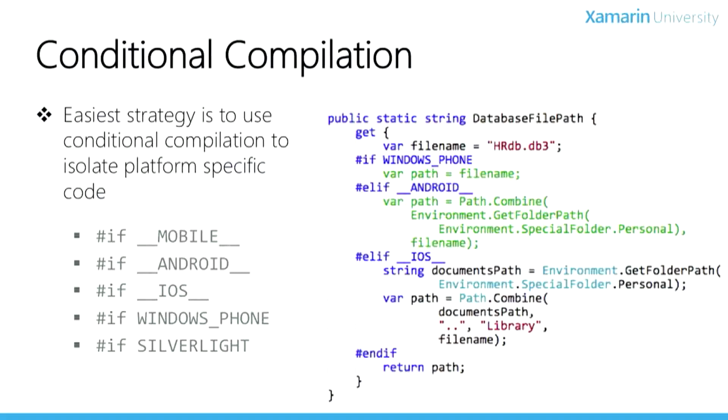So where do you define these conditional compilation symbols? Well, in Xamarin Studio you can right click on a project, go to the Options and then Compiler tab.